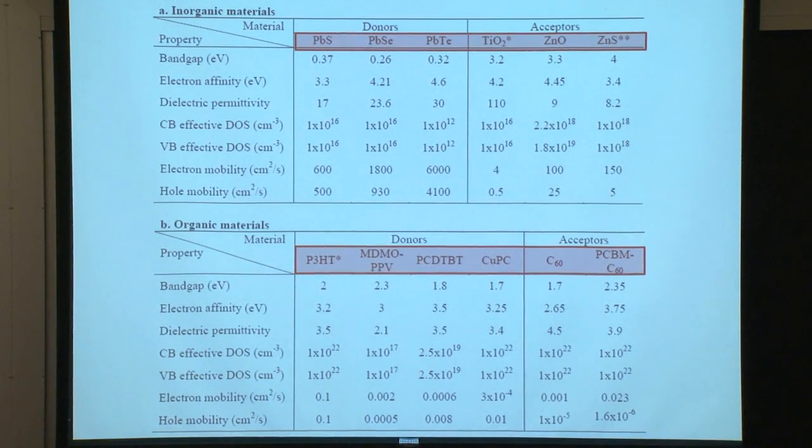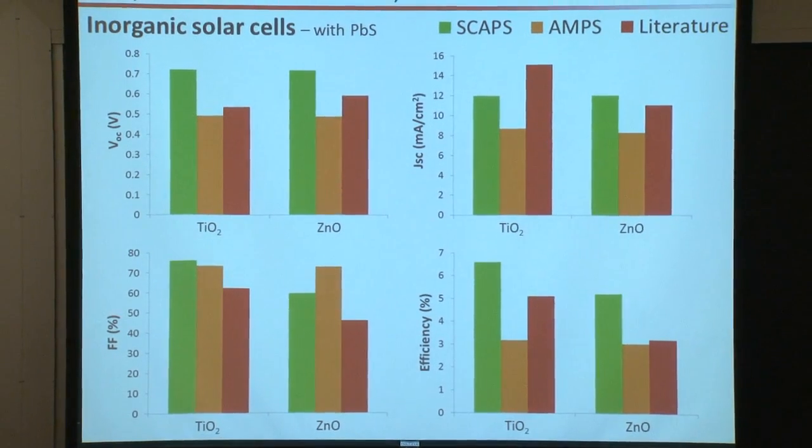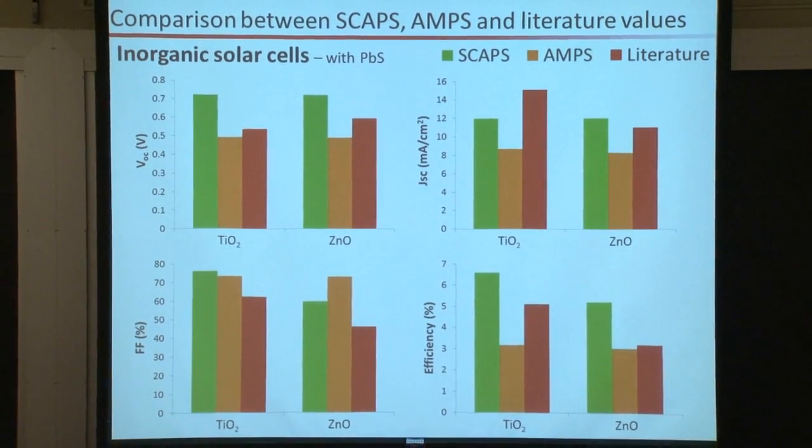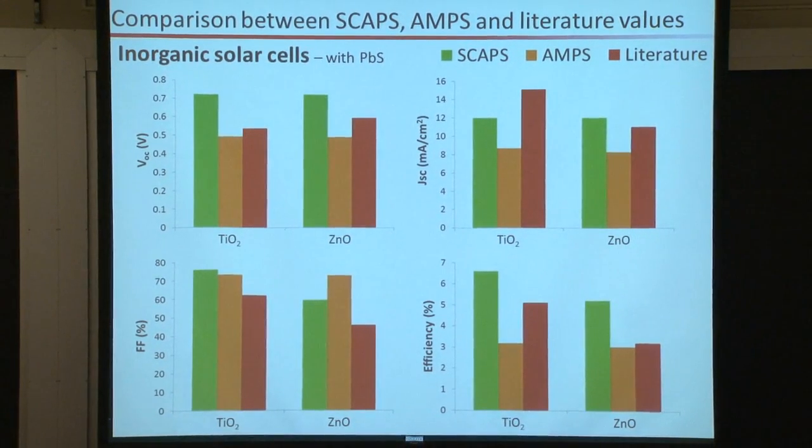And then we use these basic properties to compare the performance from literature versus the values that we obtain from AMPS and SCAPS. For inorganic solar cells, we can see that there's a good correspondence between literature values and both simulation tools. This is likely due to the fact that inorganic materials have more similar properties to silicon than organic materials, and the simulation tools were based on silicon when they were created. So we looked at the open circuit voltage, short circuit current, the fill factor, and the power conversion efficiency.